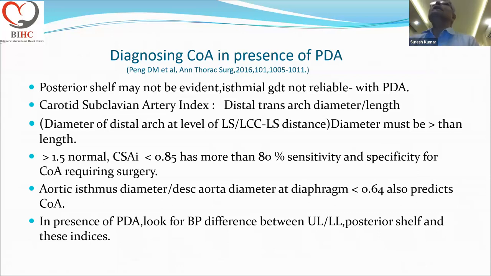You could also relate the aortic isthmus diameter to the descending aorta at the level of the diaphragm and see whether it is less than 2/3. So these are the sort of things that will help us in diagnosing coarctation in presence of PDA. But the message is, see the baby serially. When in doubt, keep the baby in the NICU. Watch the baby for a few days. Usually time will answer the question.